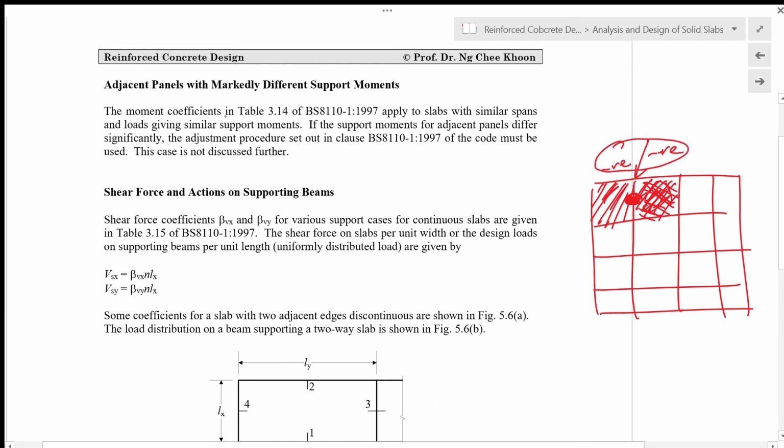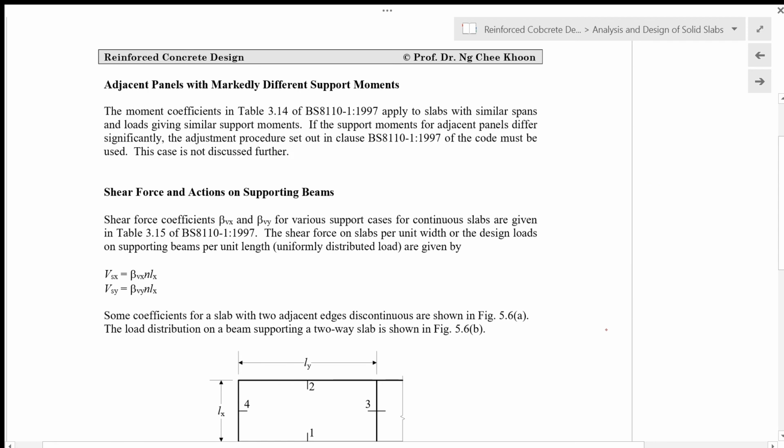So the moment coefficients in table 3.14 of BS 8110 part 1 1997 apply to slabs with similar spans and loads giving similar support moments. So if the support moments for adjacent panels differ significantly, the adjustment procedure set out in the clause of BS 8110 part 1 1997 must be used. So this case is not discussed further in this lecture. Okay, so we assume that both sides are having similar spans.